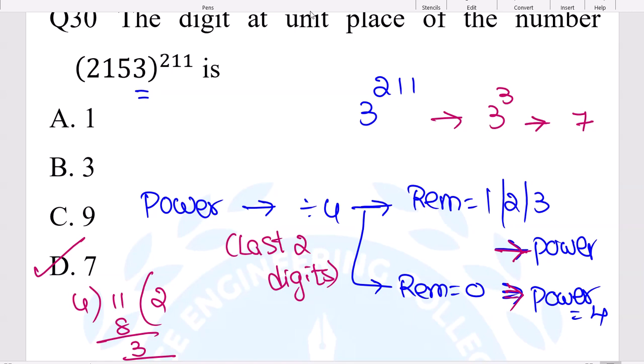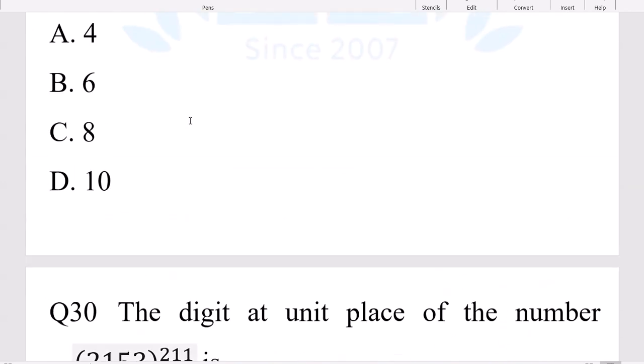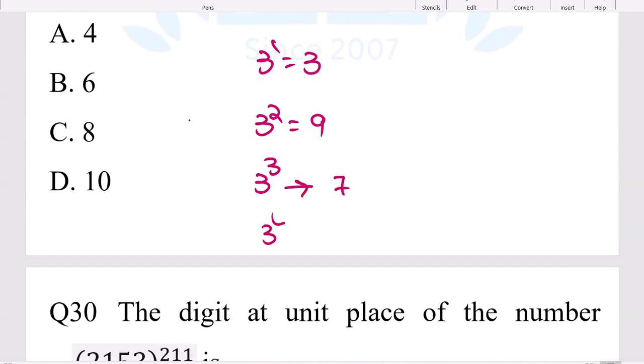Cyclicity 4. What is 3 power 1, dear? 3. 3 power 1 is 3. What is 3 square? 3 cube. Units place? 3 power 4. 81, units place?